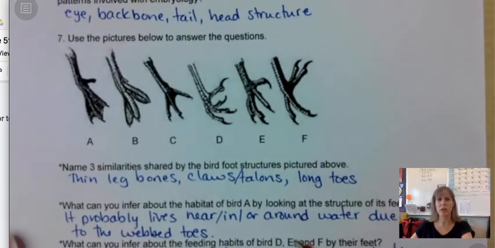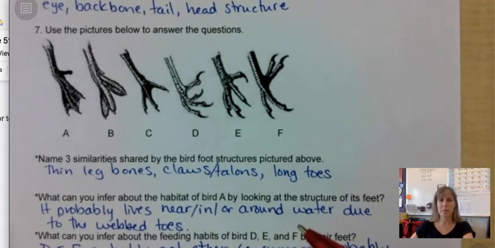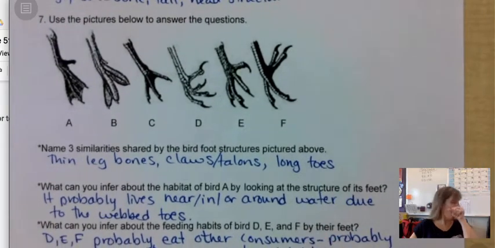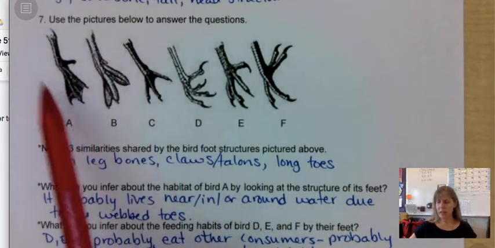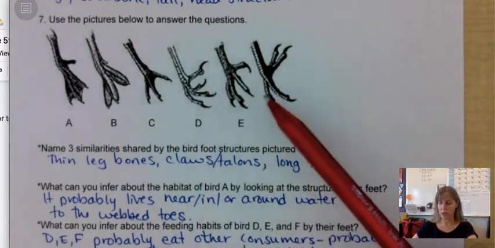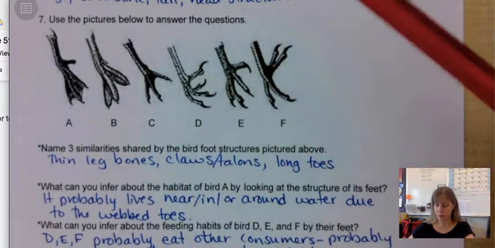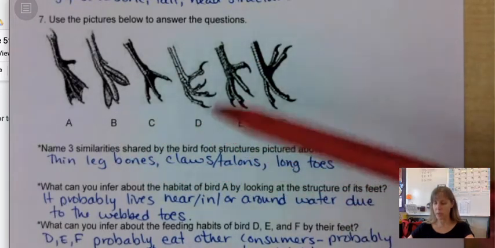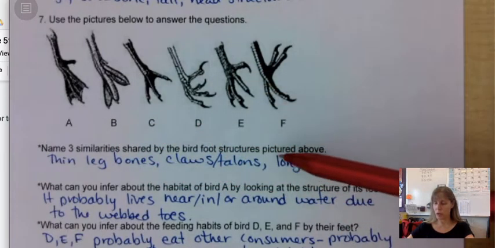Here's one we didn't actually look at in class, but we did talk about some of these series. Use the pictures below to answer the questions. These are clearly the feet of different birds, like different foot designs of different types of birds. I asked you to name 3 similarities shared by the bird foot structures pictured above.